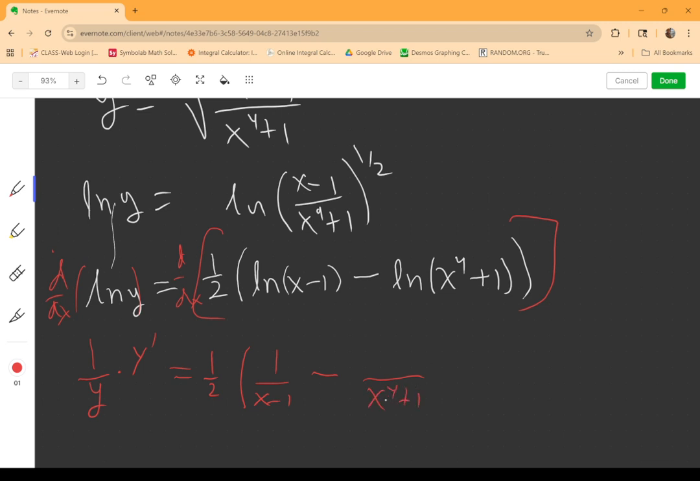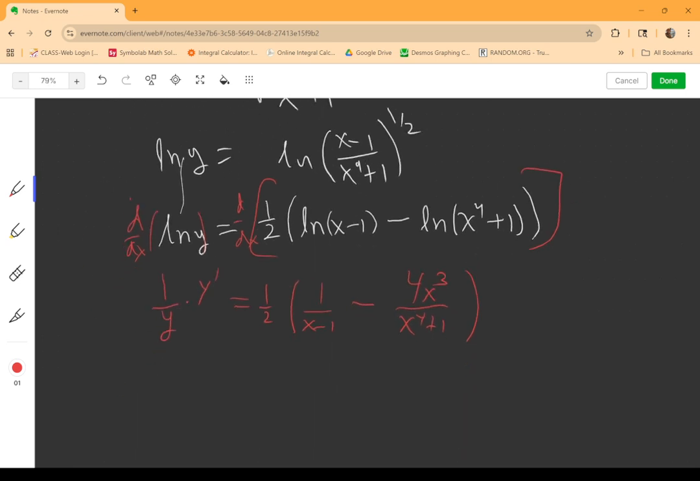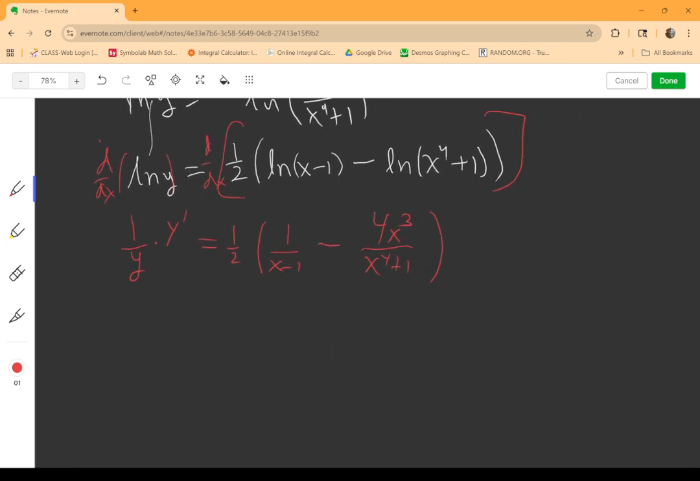Here we need the chain rule. The derivative of the inside is 4x cubed. We didn't need it for the first term because the derivative of the inside is 1, so when we use it, we just get the value of 1. All right, and now, solving for y prime, we get y prime is equal to y over 2, times (1 over x minus 1, minus 4x cubed over x to the fourth plus 1).